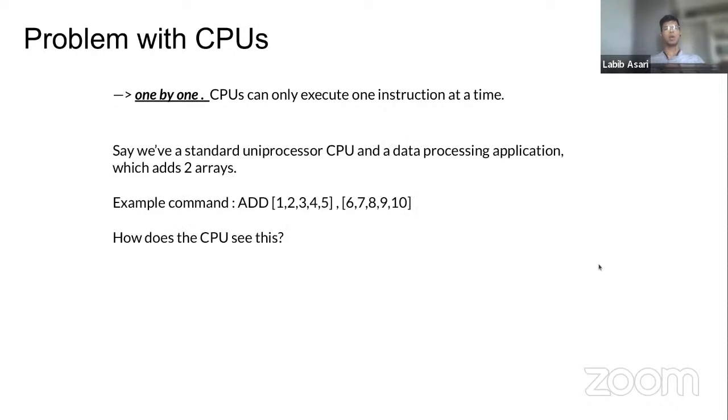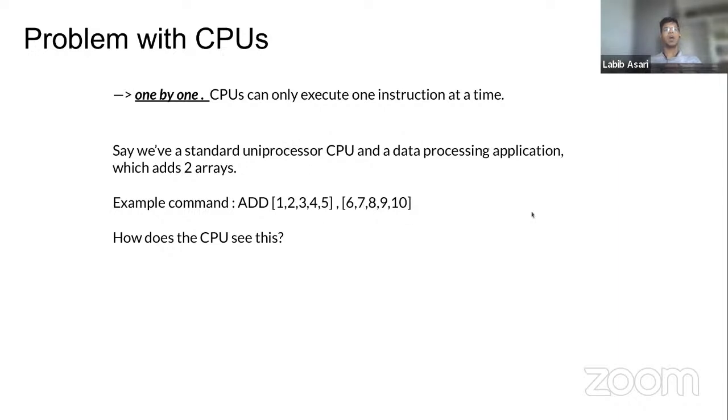So let's say I have a uniprocessor CPU on my device, which means there is only one processing unit on my CPU, and I have a data processing application. We'll keep the data processing part simple, which basically adds two arrays. I've taken small arrays over here, but generally these arrays are very large. They have thousands to millions of elements. But let's take a small array and see how the CPU actually sees this when we tell it to add these two arrays.